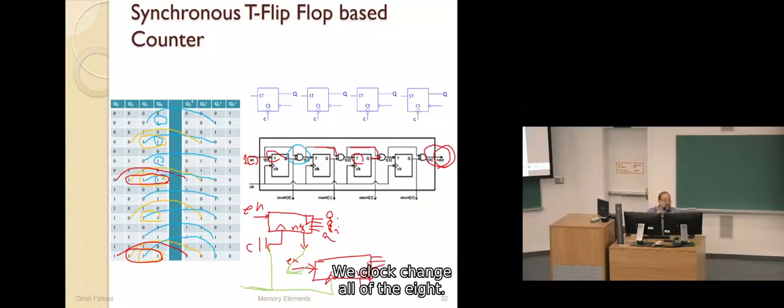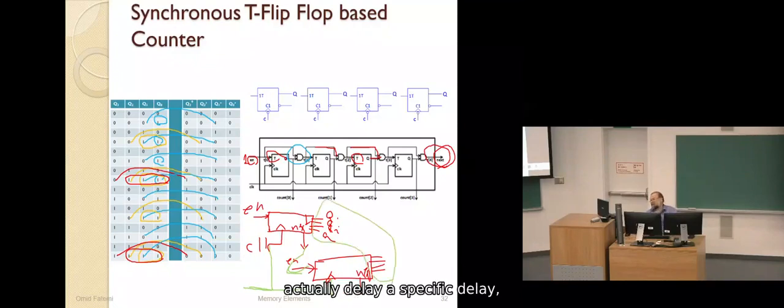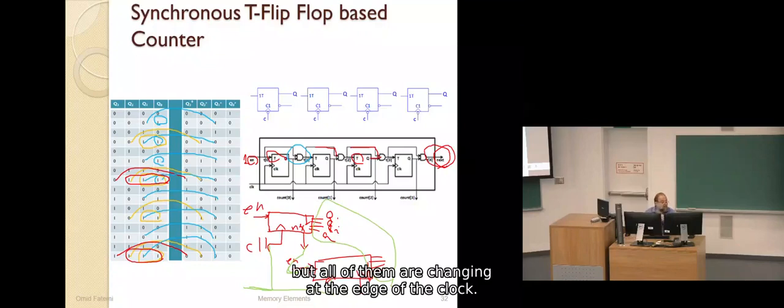When clock changes, all of the 8 Qs, these are Qs, they are changing, actually with a delay, with a specific delay. But all of them are changing at the edge of the clock. Now we have built an 8-bit counter. This counter starts from 0, goes to 255, and then the next clock becomes 0. 0, 1, 2, 3, 4, 5, 6, 7, 8, up to 255, because it's an 8-bit counter, and then again 0.